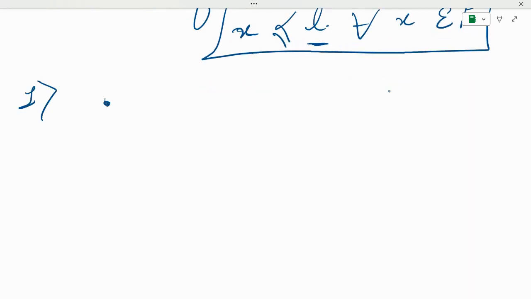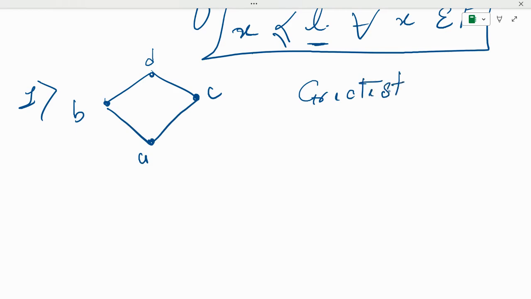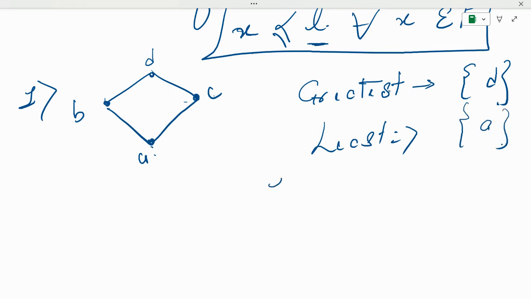So we have this Hasse diagram. Here is B, here is D, here is C, and here it is A. Now if we have to find the greatest, out of A, B, C, and D, the greatest would be covering all the elements. So D covers B, C, and A. So D will be our greatest element. And if we say least, A is being covered by B, D, C, so A is the least. So we define it like 1 is D and 0 is A.